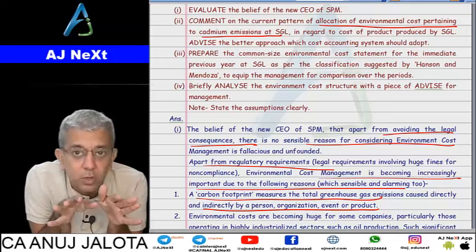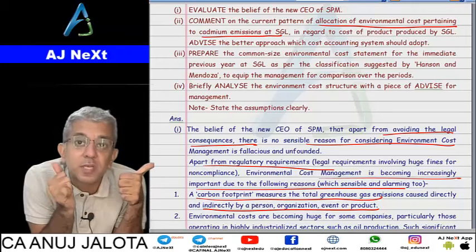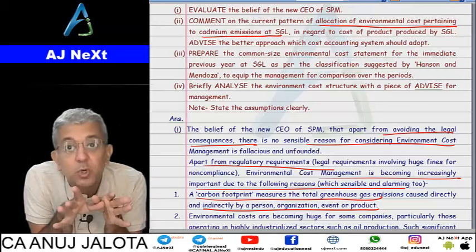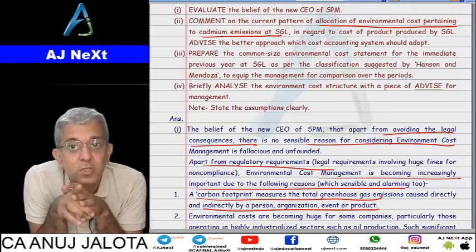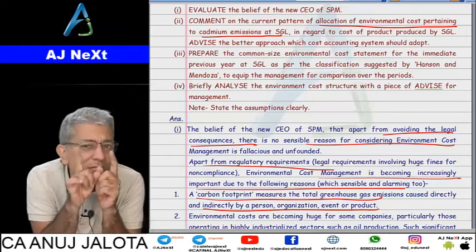Because if you do not do it and you distribute this cost over all the products, those products will start to get a higher cost and this particular product will start to get a lower cost. That should not be. If this product is responsible for a higher amount of waste, then in that case you should charge it more cost also. We have done a similar kind of comments.